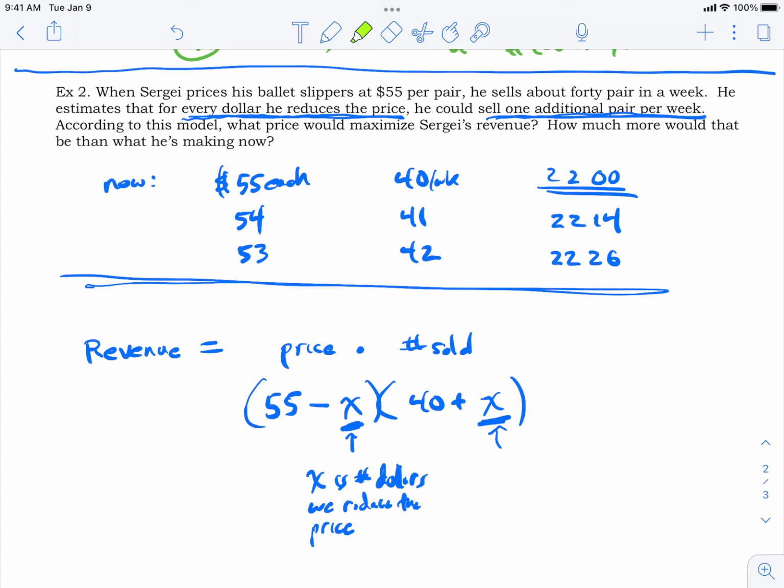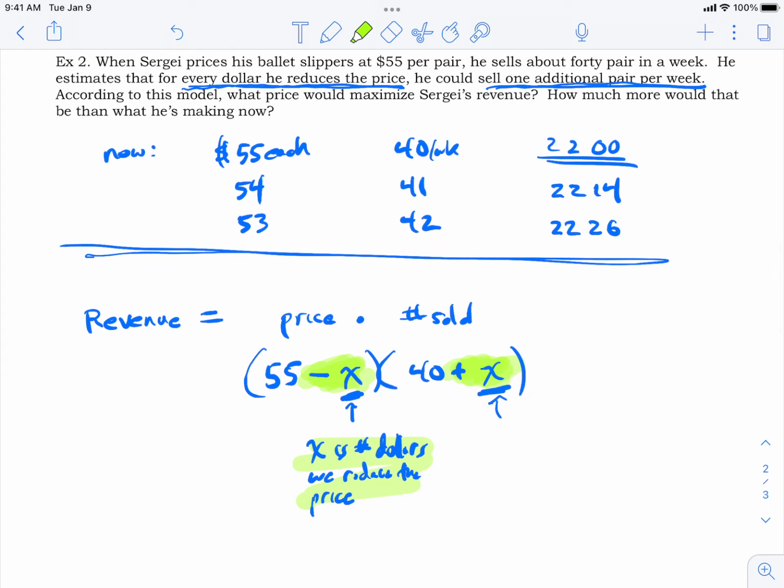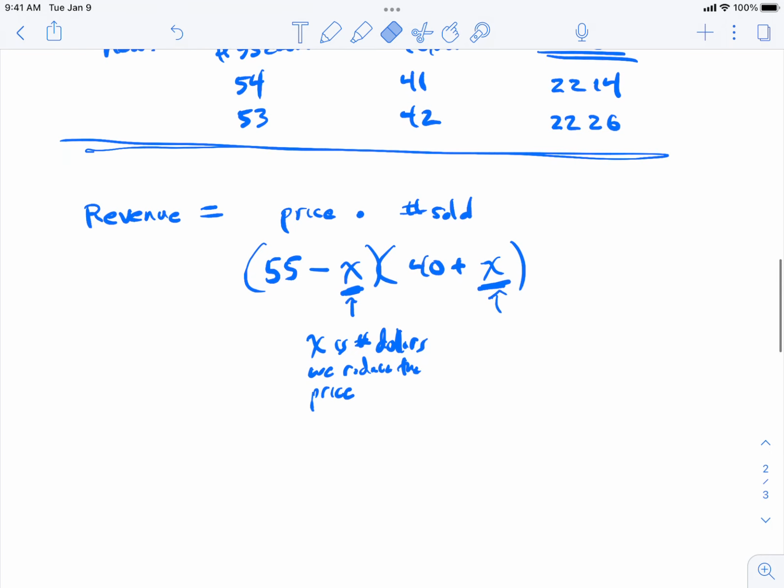So if this goes down by 1, this goes up by 1. If this goes down by 2, this goes up by 2. If this goes down by 3, this goes up by 3. It works. So I'm going to stick with the definition I said in the first place, that X is the number of times I reduce the price $1. You might say it that way.